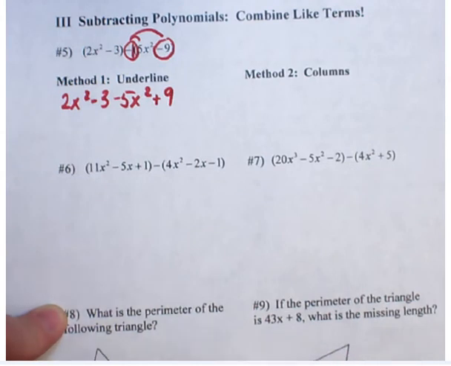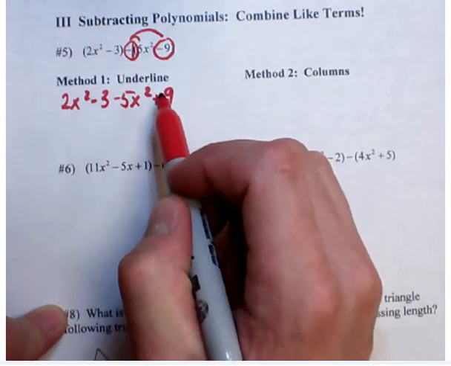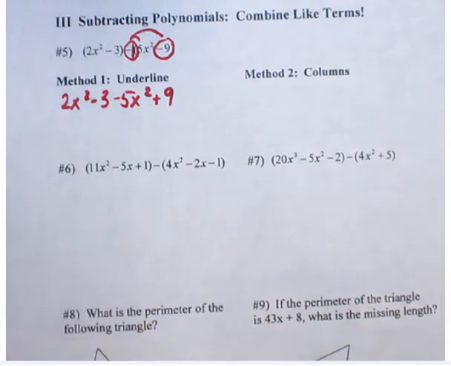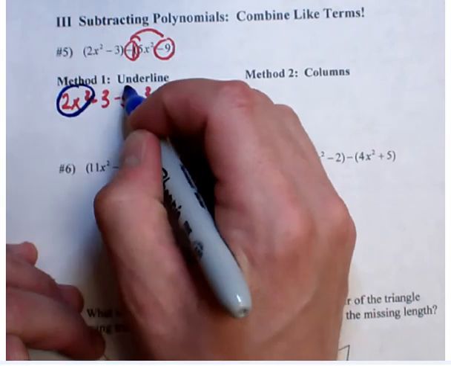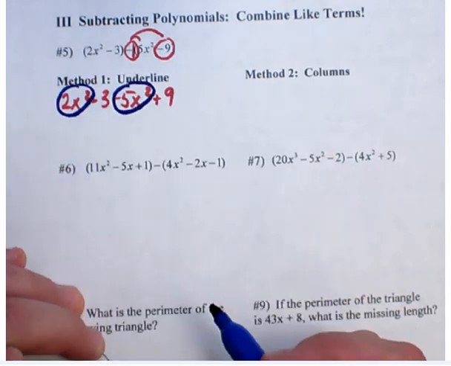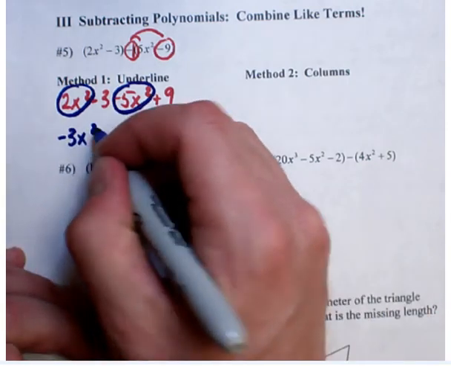You have to do that. That's the biggest mistake that students make. A negative times a negative is a positive. You have to distribute that. So here we go. Let's combine like terms. So we've got, that's a 2x squared. That's a negative 5x squared. 2x squared minus 5x squared is negative 3x to the second.